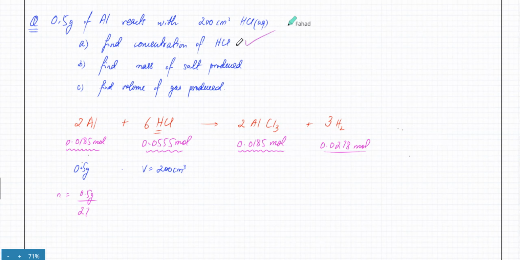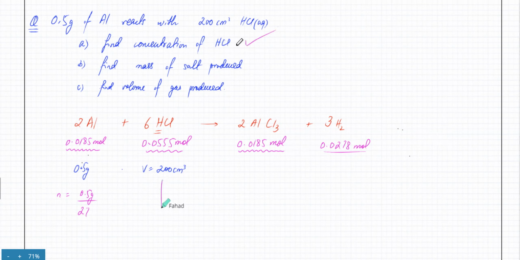You're supposed to find the concentration of HCl. So let's work it out down here. Concentration of HCl. How do you do that? What's the formula of concentration? The formula is n is equal to C into V. And if you make concentration the subject of the equation, it would be moles divided by volume. So concentration is moles divided by volume, and I have both things. I have the moles and I also have the volume.